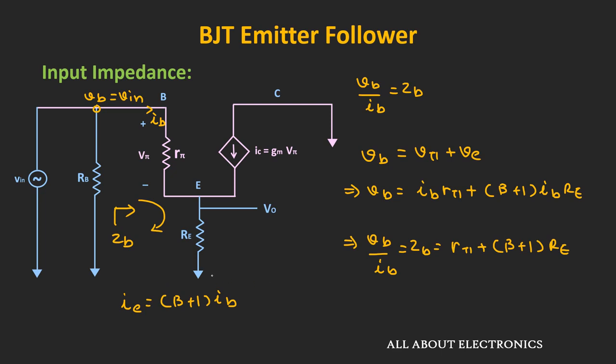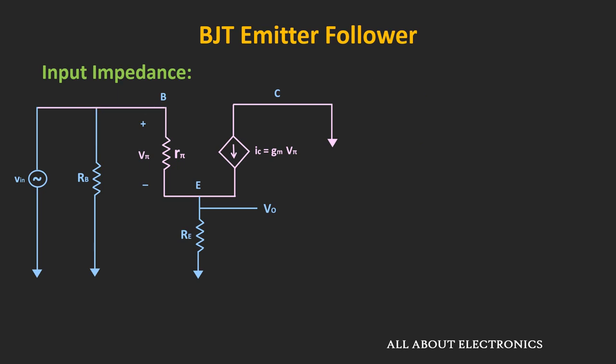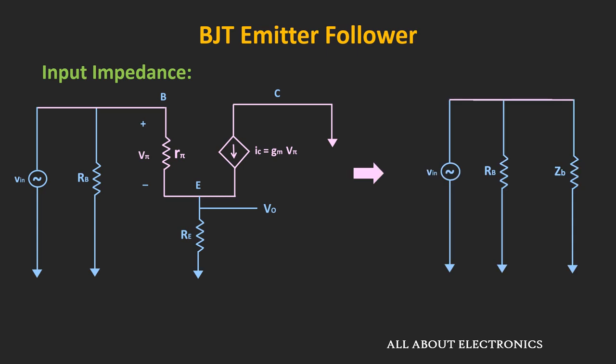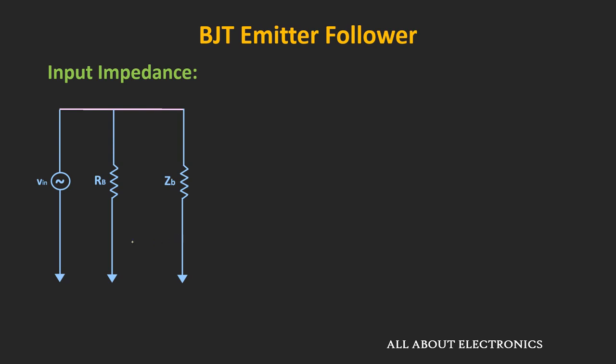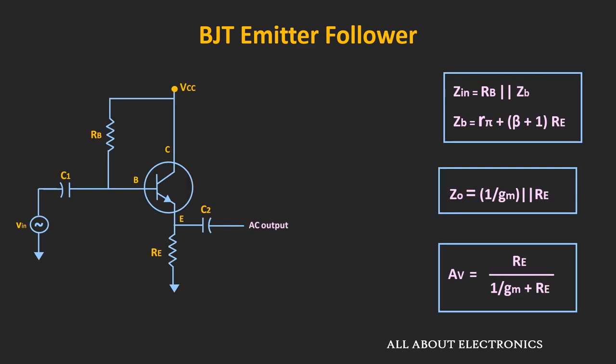That means now the circuit which is on the right hand side of this resistor RB can be represented by this impedance ZB. So if we see the equivalent circuit, then it will look like this. That means now the equivalent impedance which is seen through the input side, that is this impedance, is the parallel combination of RB and the ZB. That means this input impedance is equal to RB parallel ZB. So in this way, we can find the expression of the input impedance. So these are the expressions of the input impedance, the output impedance, and the voltage gain for this emitter follower.